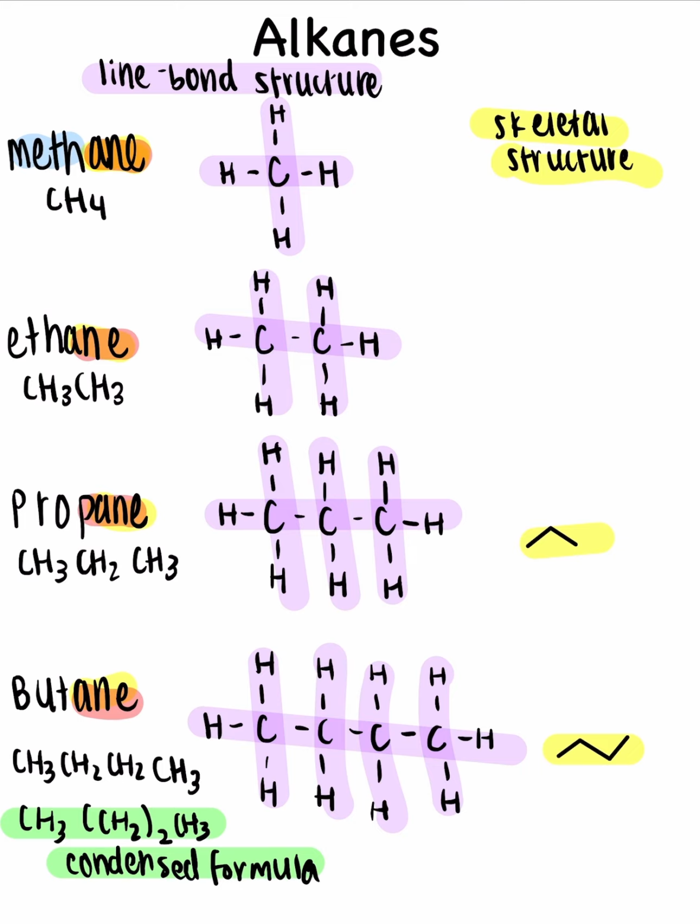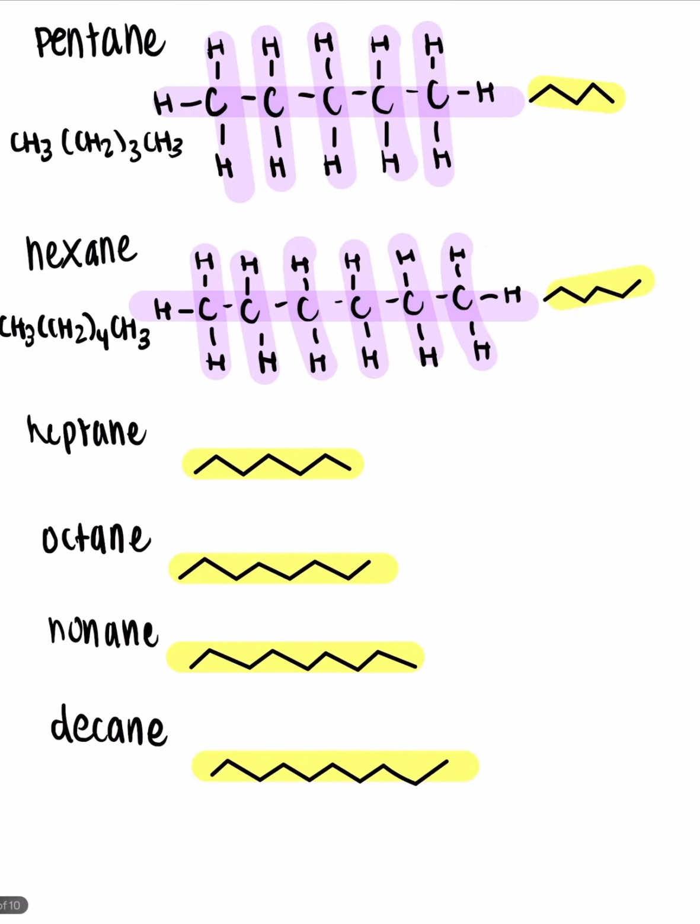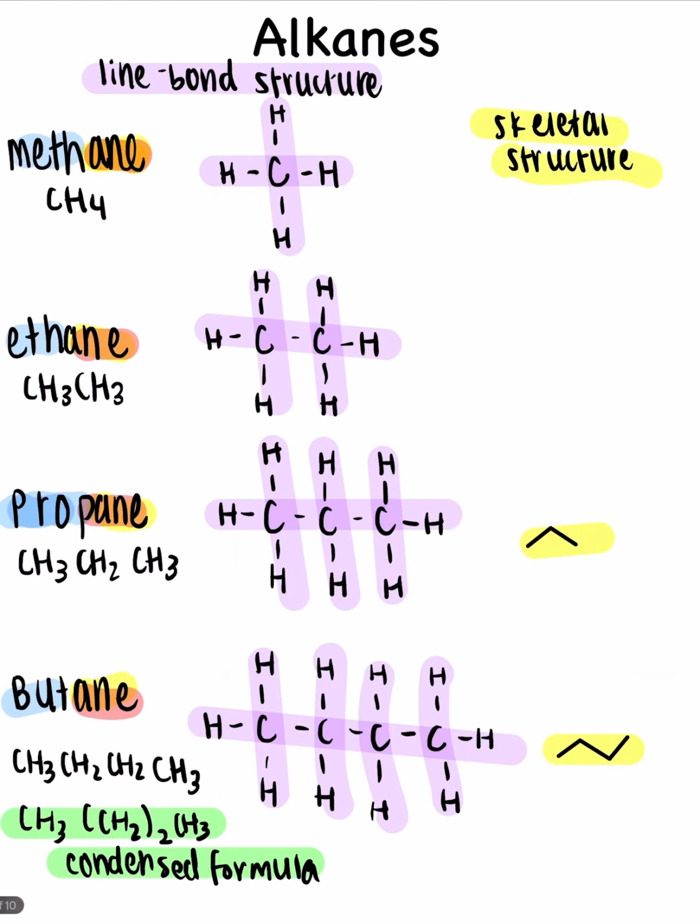So meth is 1 carbon. Eth is 2 carbons. Prop is 3 carbons. But is 4 carbons. Pent is 5 carbons. Hex is 6 carbons. Hept is 7 carbons. Oct is 8 carbons. Non is 9 carbons. And dec is 10 carbons.